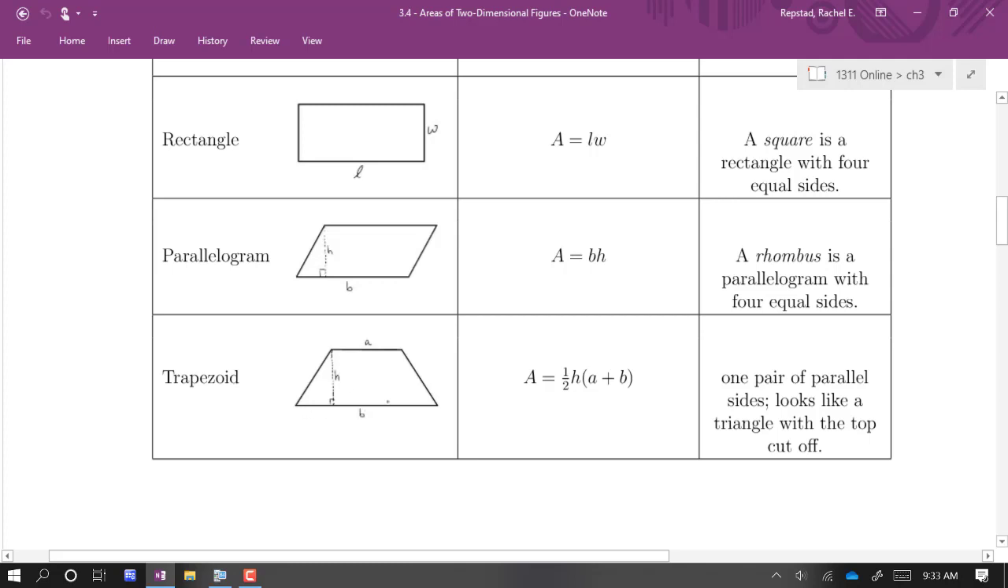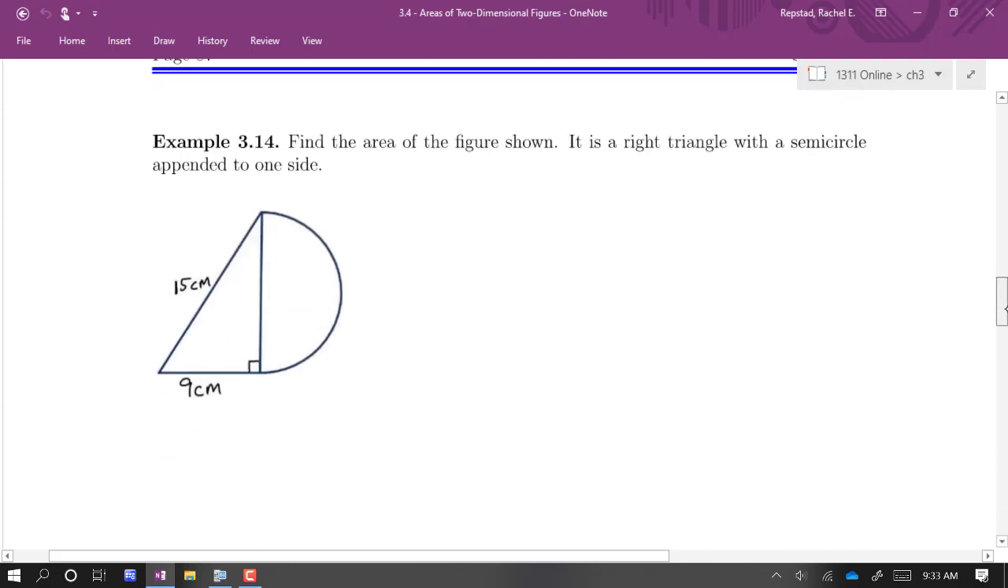The top and the bottom, we call these both bases. So there's 2 bases, and they're parallel to each other. And then the other sides don't need to be parallel. So the area of a trapezoid is 1/2 the height times the sum of the bases.